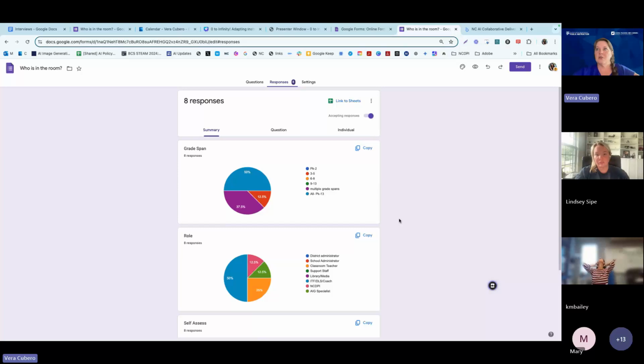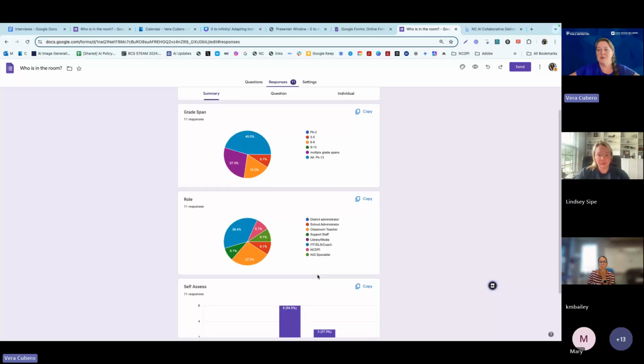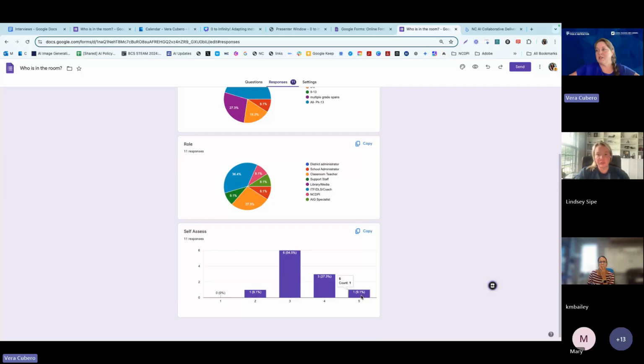It looks like so far we have about half of us who serve all grade levels, and quite a few multiple grade spans, a few 6 to 8 and a few 3 to 5. So not a whole lot of just specifically high school staff. And then for roles, it's coming in at mostly digital learning coaches, a little bit of DPI folks, AIG specialists, school administrators, classroom teachers, and support staff.